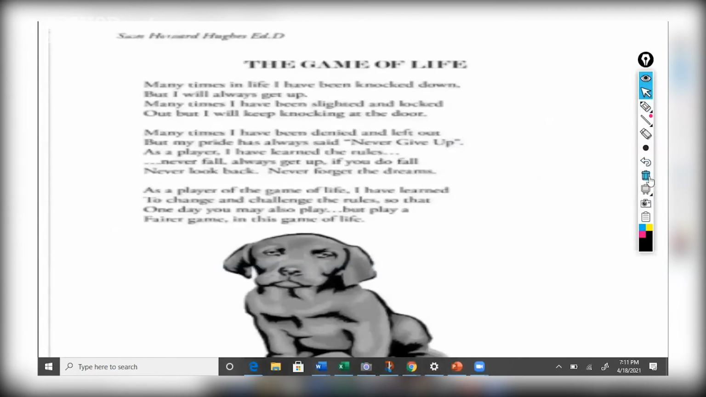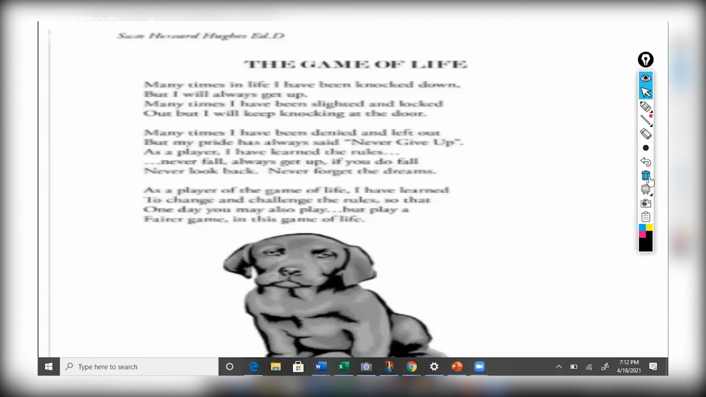Look at this poem, boys and girls. The other poems were poems made up by Mrs. Ward. This poem was taken from the book If Tomorrow Comes. This poem was written by Dr. Sam Howard Hughes. This poem is a favorite of mine because it was written by my dad. This was taken from his book, If Tomorrow Comes. This poem is called The Game of Life.